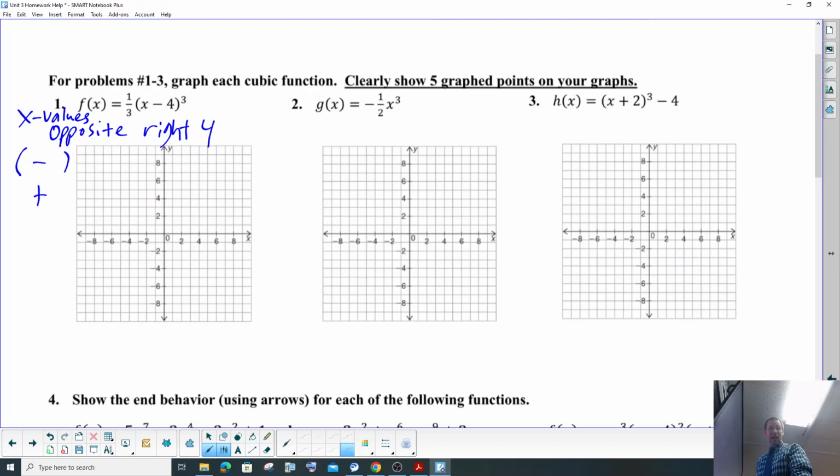And the k value, right? There's nothing there for the k value. And since there's nothing for the k value, then it's actually a plus 0. So this is going to be a right 4 and up 0. So that's going to be right there.